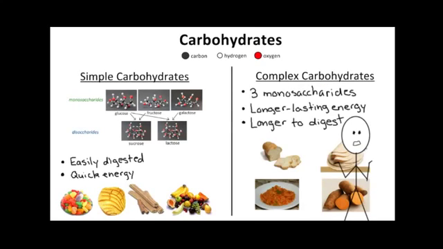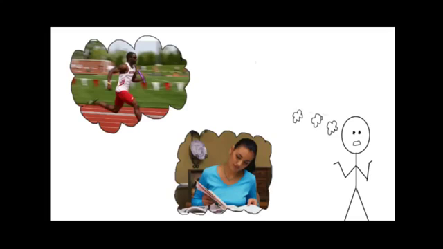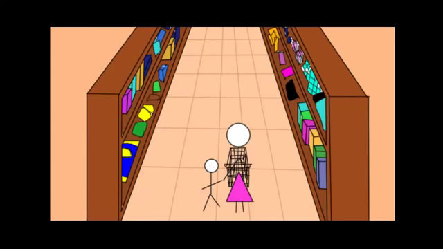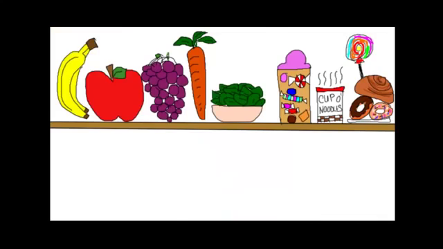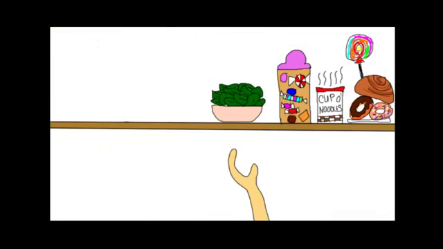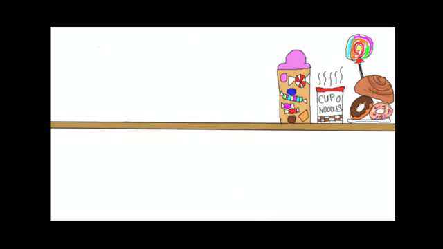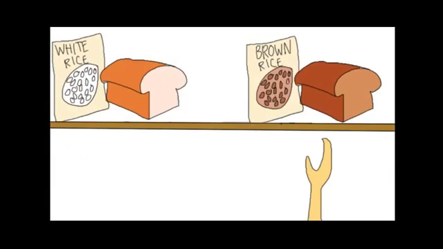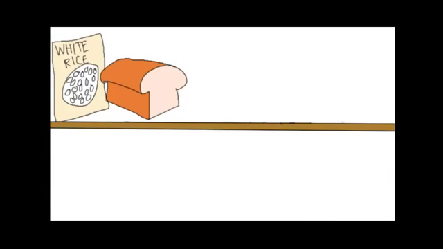Why exactly do you need to eat carbs? Well, your body needs carbs for energy. Carbs fuel your muscles for a big race, get your brain through a hard test, and keep your organs functioning. But make sure you choose your carbs wisely. Eat complex carbs rather than simple carbs and choose fruits and veggies over processed foods such as candy and donuts. Replace white bread with wheat or whole grain bread and white rice with brown rice.